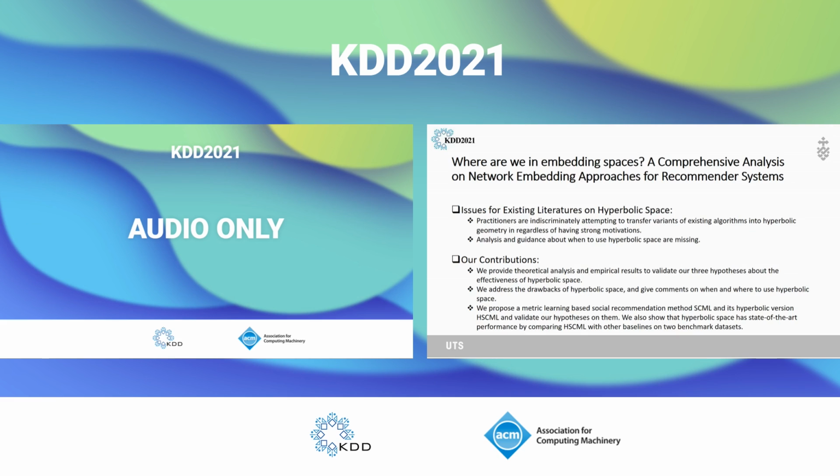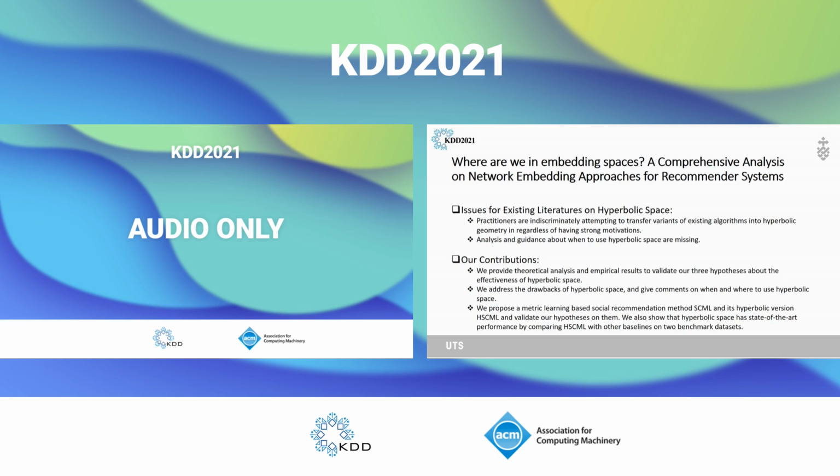Although hyperbolic embeddings are gaining great attention for recommender systems nowadays, it is not clear under what circumstances hyperbolic space should be considered. As a current trending topic, practitioners are indiscriminately attempting to transfer variants of existing algorithms into hyperbolic geometry, regardless of having strong motivations. Therefore, a fair comparison and analysis of existing recommendation algorithms in hyperbolic space is timely needed.